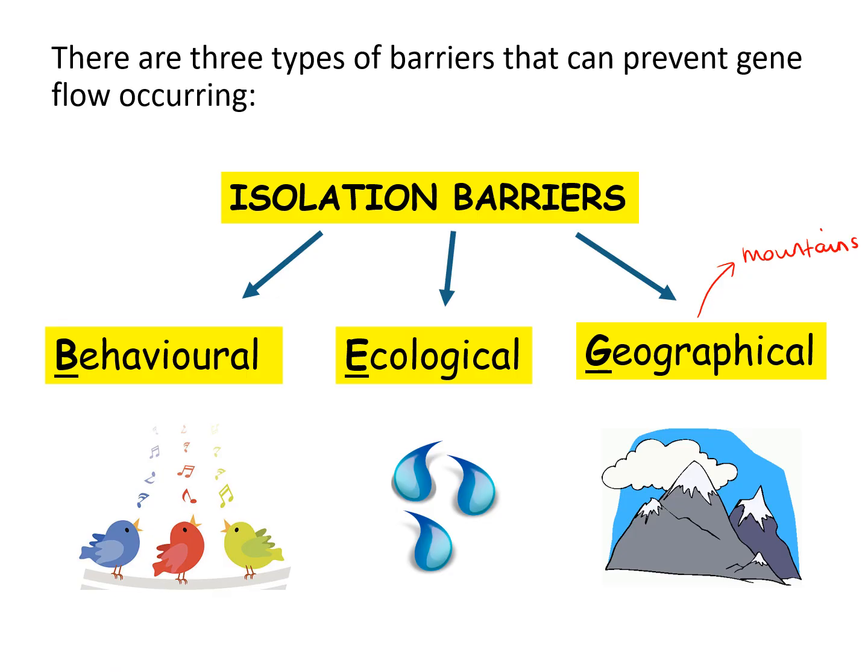We also have behavioural barriers, which are to do with the behaviour of the organism. It could be that they're fertile at different times of the year. It could be things like courtship behaviour, things that are to do with behaviour.